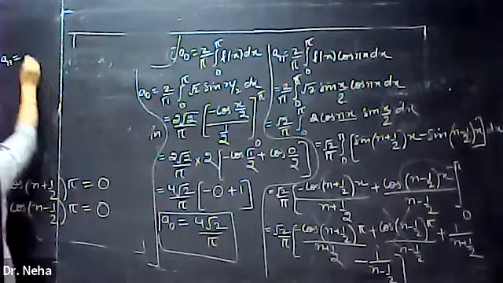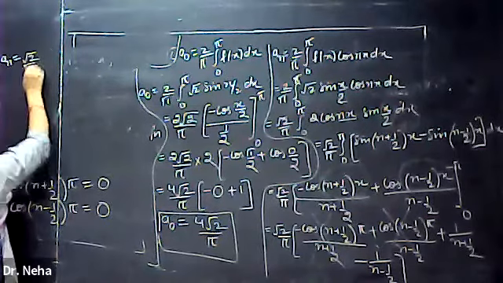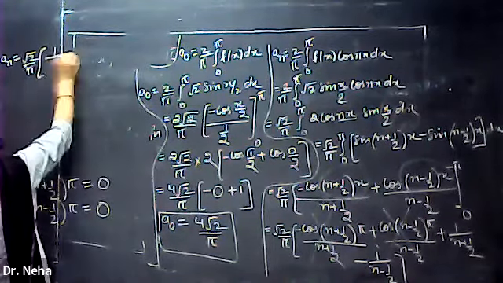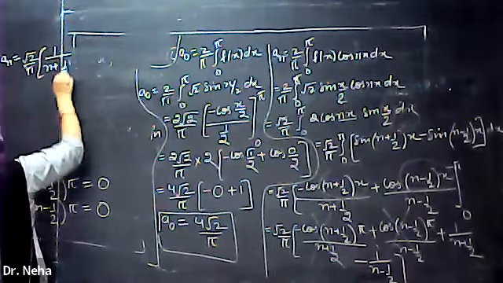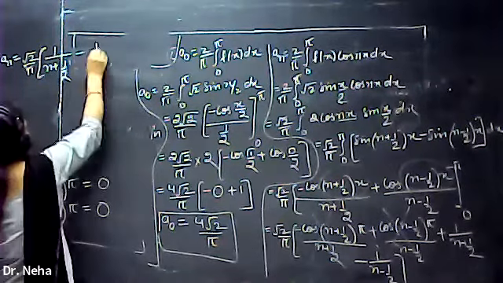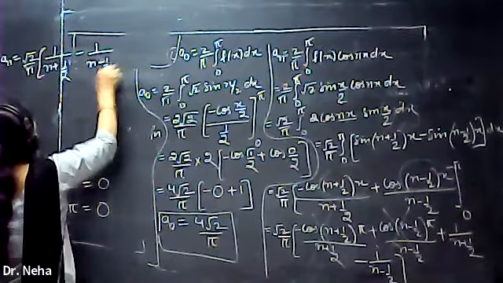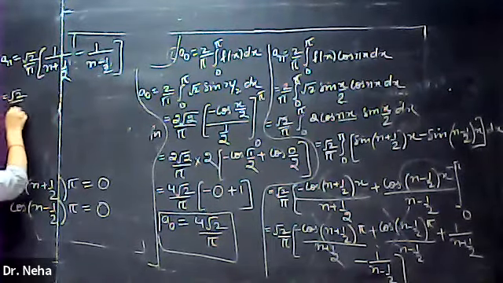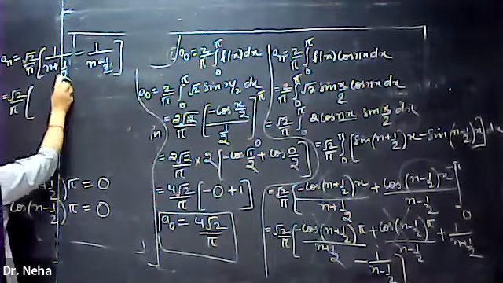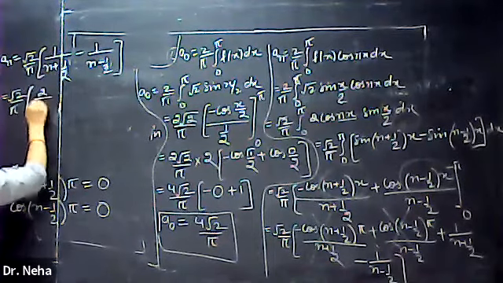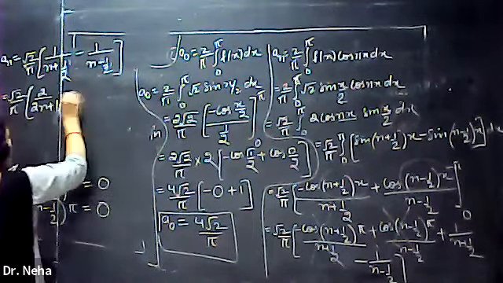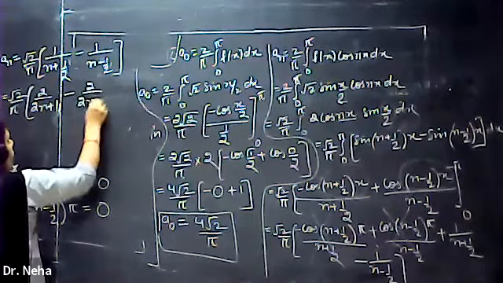an is equal to square root of 2 upon pi. What else? 1 upon n plus 1 by 2 and minus 1 upon n minus 1 by 2. Now let's take the LCM. You will reach the solution of an. LCM will be 2, 2 will go up, so you will get 2 upon 2n plus 1. In the same way, 2 will be the LCM, it will go up, and you will get 2 upon 2n minus 1.